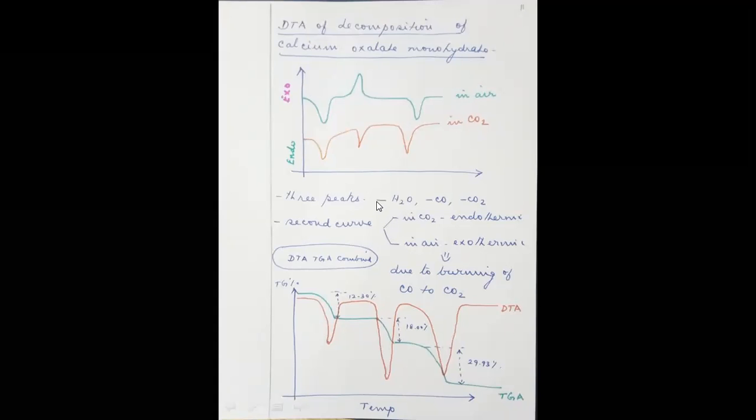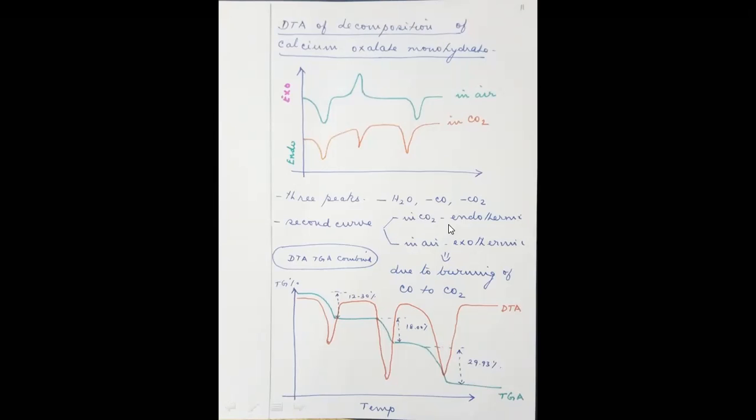In the first peak, the loss of water. In the second peak, the loss of carbon monoxide. In the third peak, the loss of carbon dioxide. So look here, in carbon dioxide environment, the removal of carbon dioxide and removal of carbon monoxide take place, and all are endothermic processes.